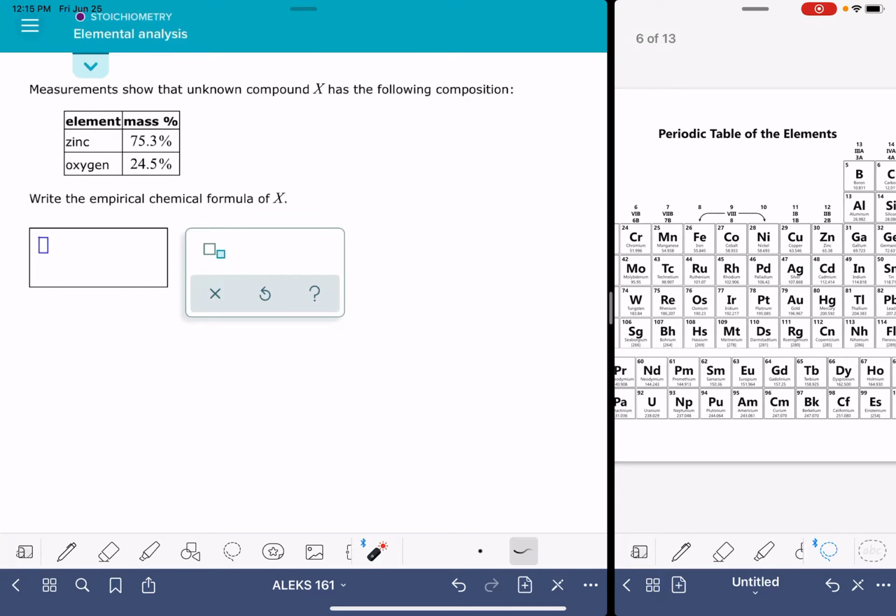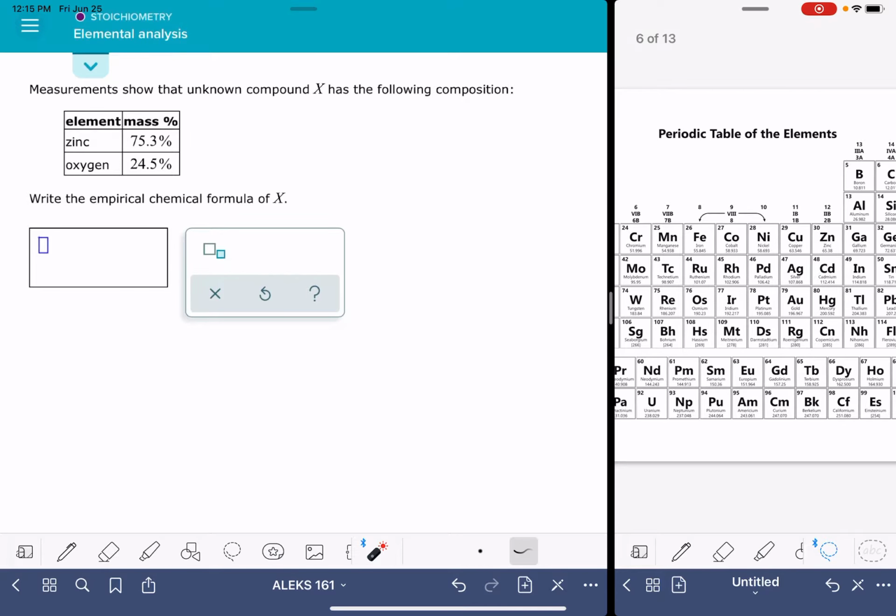The first thing that we're going to do is use a periodic table to get the atomic masses of all of the atoms that are listed in this particular compound. We have zinc, and the atomic mass of zinc is 65.38 grams per mole. And then we also have oxygen, which is 15.999 grams per mole. And that's all the information that we need from the periodic table, so we'll get it out of the way.